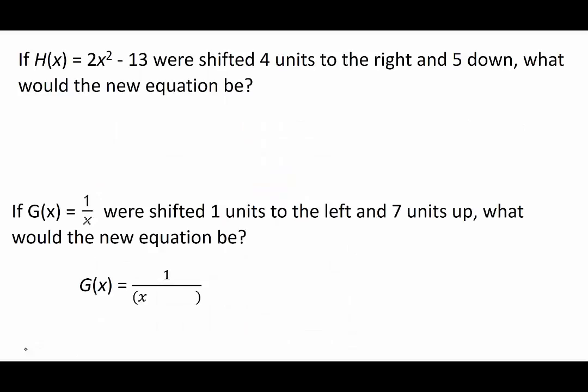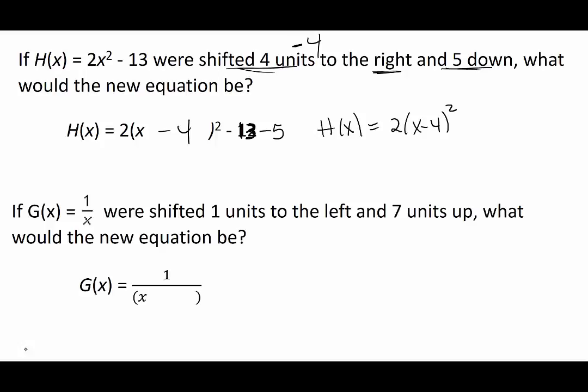If h of x is shifted 4 units to the right and 5 units down, what would the new equation be? So the shift of 4 units to the right, so 4 units in the positive direction, I need to put a -4 into my equation, and I need to put it in with the x inside, and the exponent's going to be involved too. So I actually needed to add parentheses. Since it's 4 units in the positive direction, I subtract 4. And if I want to go 5 units down, I subtract 5 from the end. So h of x is 2 times (x minus 4) minus 18.